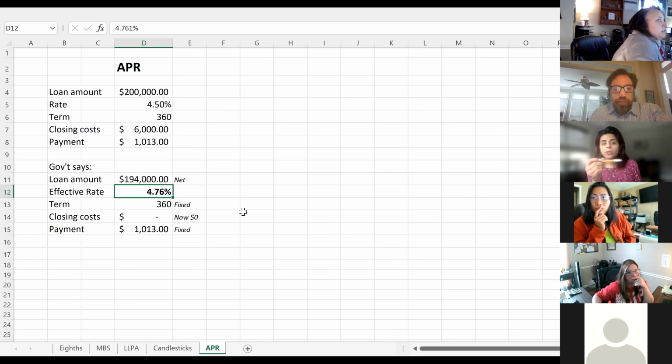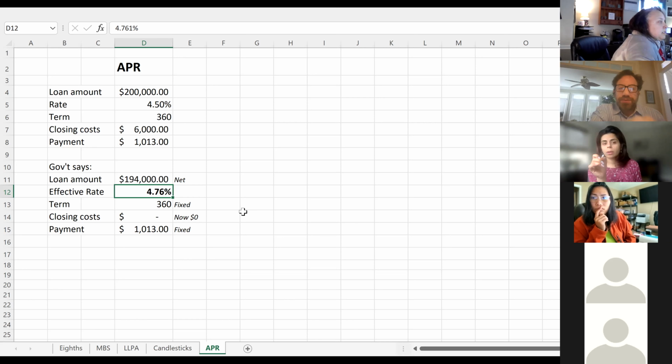I have a question. So we are taking two scenarios in which the closing cost is 6,000, in which one of them the buyer is not paying when we say 200K loan amount. This is a normal scenario, the borrower paying 6,000 in closing costs.